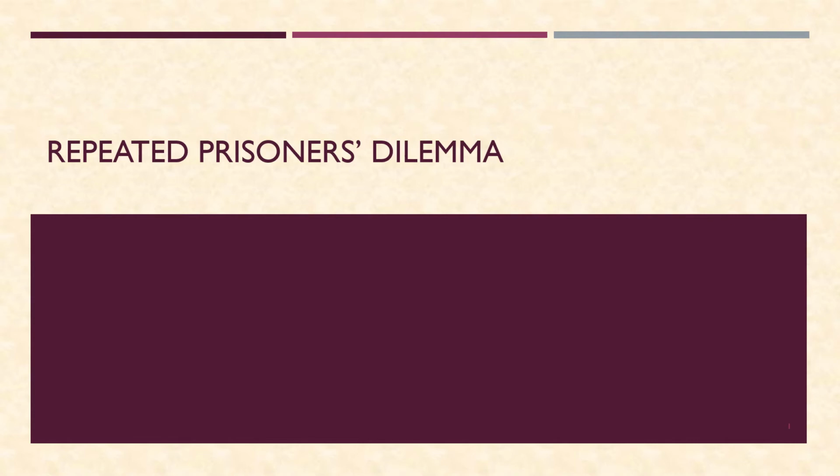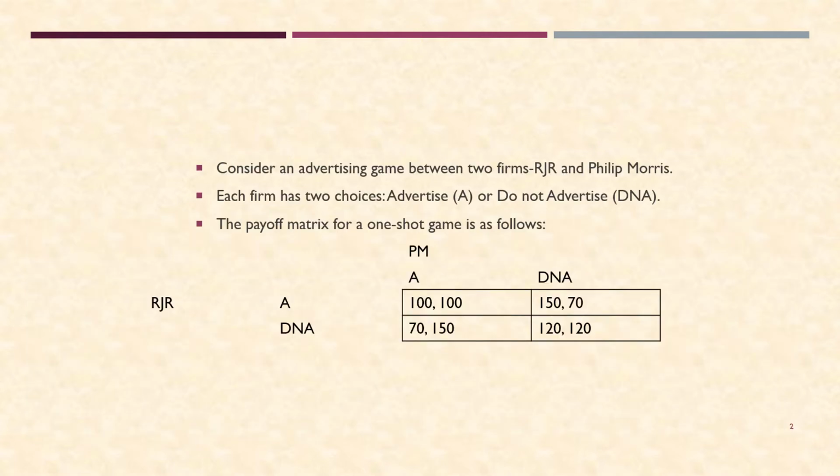In this video, we are going to learn how results differ between a one-shot version and a repeated version of a prisoner's dilemma. Let us consider an advertising game between RJR and Philip Morris. Each firm has two possible actions, A, that is advertise, and DNA, that is do not advertise. We begin by considering a one-shot version of this game.